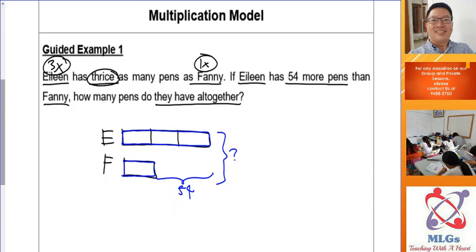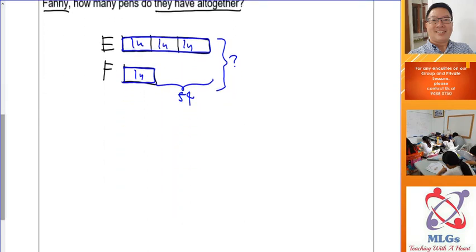And the last thing that you have to do before you study the model, whenever you see equal parts, you call them units. So you have 1 unit, and so on. And now you can solve the problem. So how do you solve the problem? Can you see Eileen has 3 units? Fanny has 1 unit. So how many more units does Eileen have than Fanny? That will be 3 units minus 1 unit. So Eileen has 2 units more.